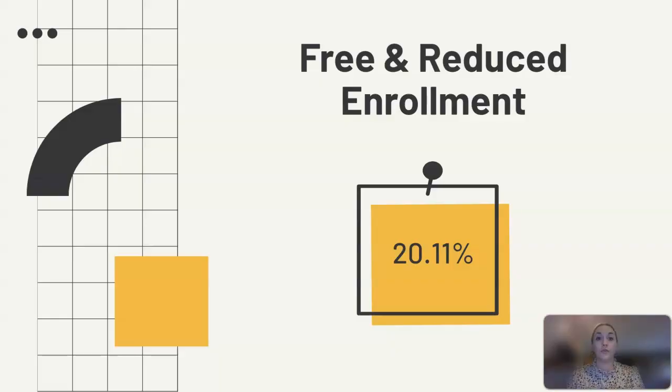So going into free and reduced enrollment, the Goddard School District has about 20% of its student population as free and reduced. So this kind of can give you a general idea of what some of our economic demographics may look like within the Goddard School District. And as we all know, free and reduced impacts, of course, money coming in and out of the district in multiple ways, including receiving different at-risk funds.